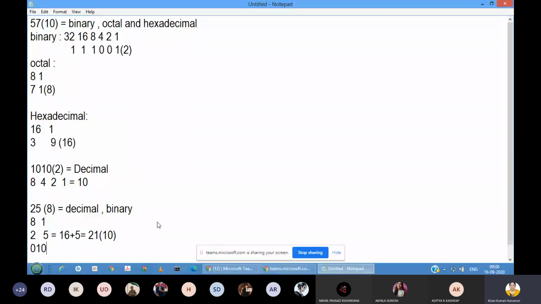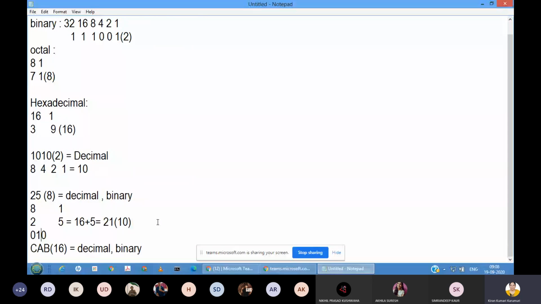0 1 0. Correct. So 0 1 0 is for 2. Then 5 के लिए 1 0 1. Only 3 digits. This itself is the binary equivalent. If you want to cross check, you can cross check by dividing 21 by 2. So 21 को convert करेंगे अभी. ठीक है, 21 को binary में कर देना.